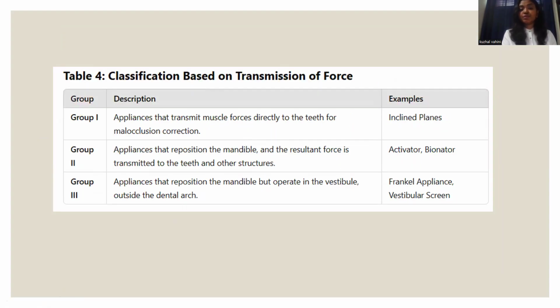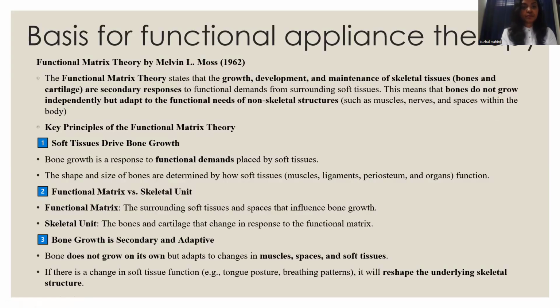Next is the classification based on transmission of force. Again, this is categorized into three groups: group 1, 2, and 3. In group 1, we have inclined planes. These transmit the muscle forces directly to the teeth. In group 2, we have the appliances which reposition the mandible. Classic examples of this are the activator and bionator. In group 3, we have appliances that reposition the mandible but operate in the vestibular region. A classic example for this would be the Frankel and vestibular screen.